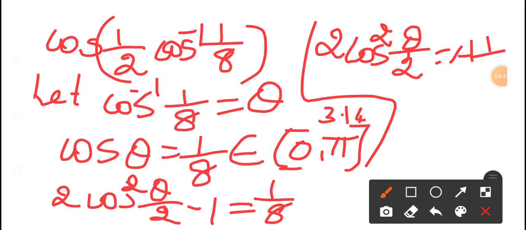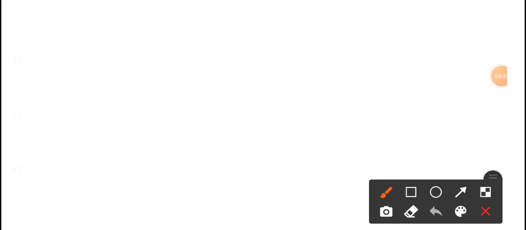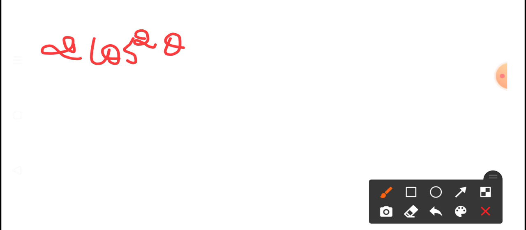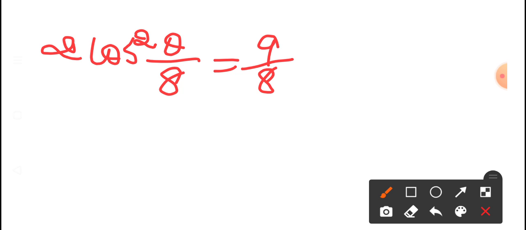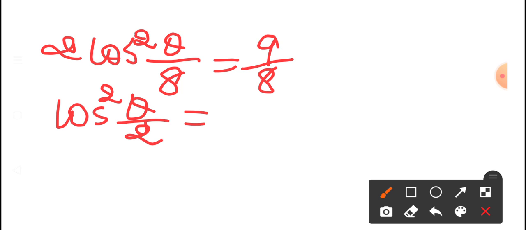Now we are going to take LCM: 2 cos square theta by 2 is equal to 1 plus 8, that is 9 by 8. Now 2 goes to the right hand side in the division, so we get the answer cos square theta by 2 is equal to 9 by 16.